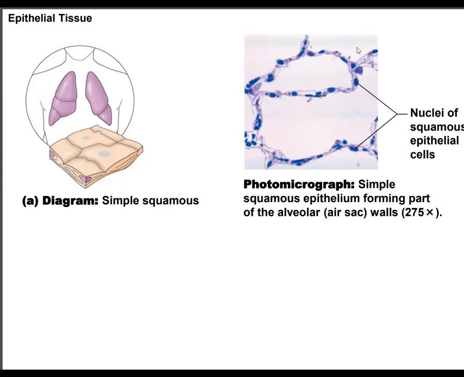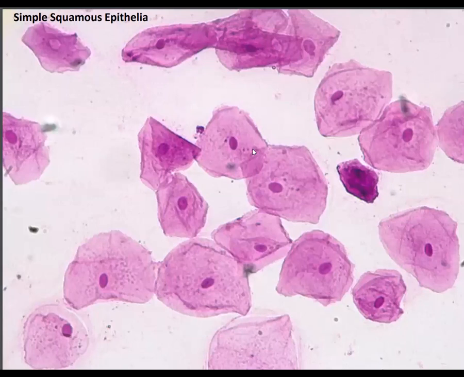So simple squamous epithelium. This is what it looks like when you're looking at it from the top view. It looks like fried eggs. And this is the way it will look underneath our slides or underneath our microscopes, but it will be lighter than this. So it won't be quite as dark. So this is simple squamous epithelium because it's one layer of these odd shaped cells.